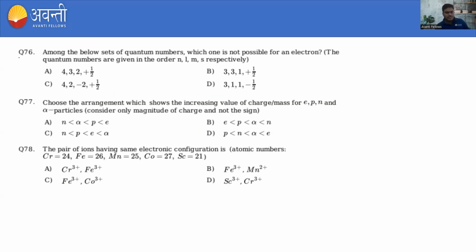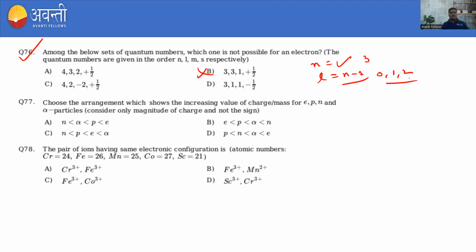Now, let's move to question number 76. This question is from quantum numbers. What the question basically asks is, among the following sets of quantum numbers, which one is not possible? Here n and l both are 3, which is not possible. This one is not possible because l is always at most n minus 1. So if n is 3, l must be equal to 0, 1 and 2 only, not 3.